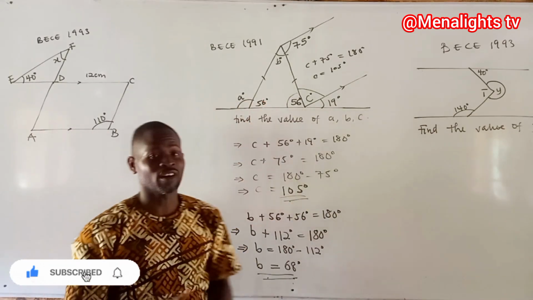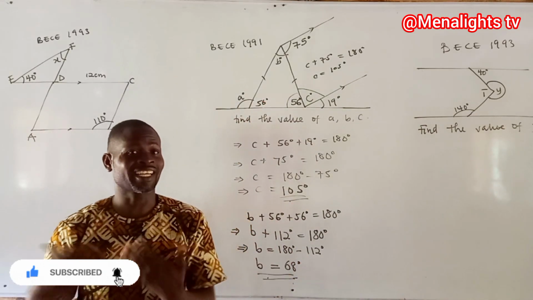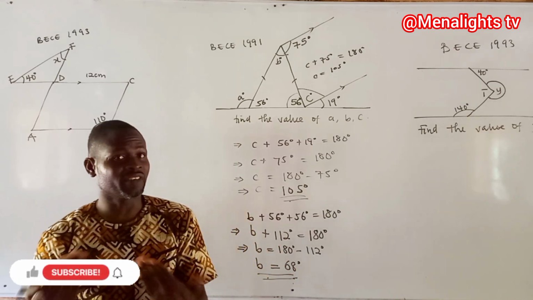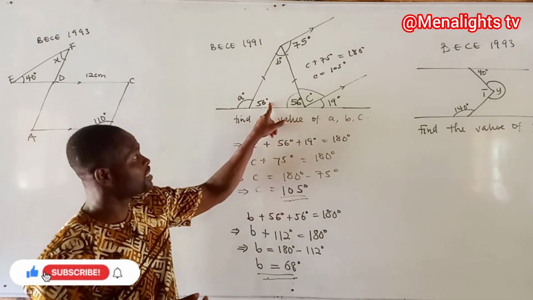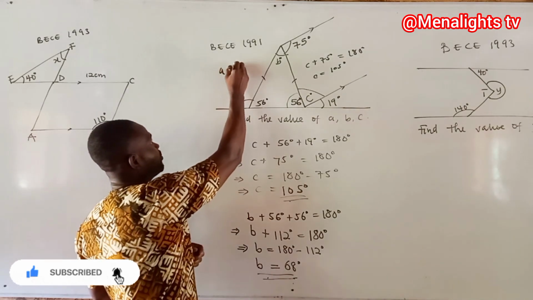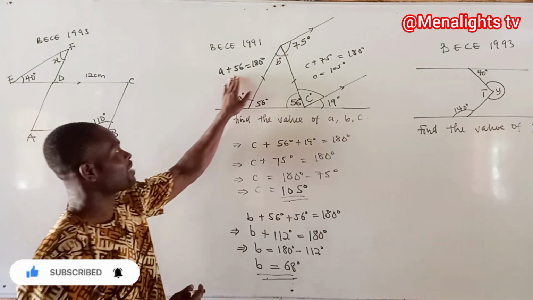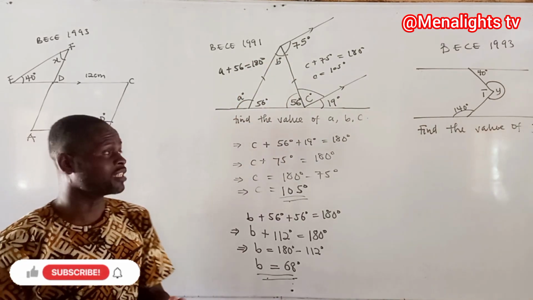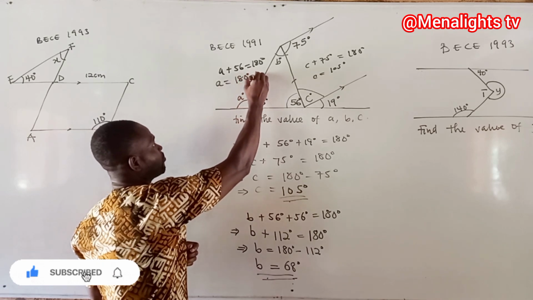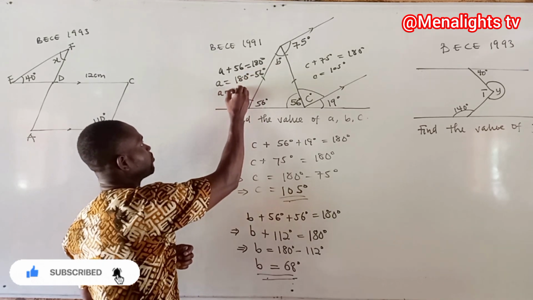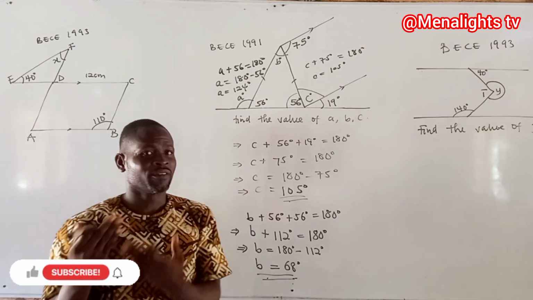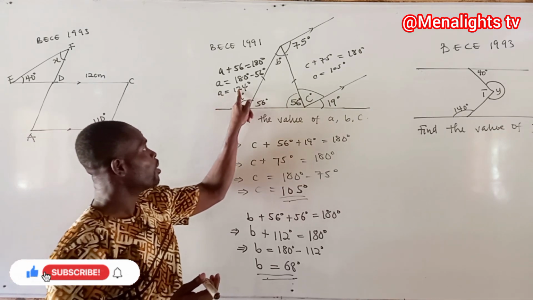A and 56, they are adjacent angles, or the same as angles on a straight line. So adjacent angles, you add and get 180. Or angles on a straight line give you 180 degrees. So if this is 56 degrees, then what will be the value of A? The A plus the 56 degrees is equal to 180 degrees. So A is equal to 180 degrees minus 56 degrees. So the value of A here is what?